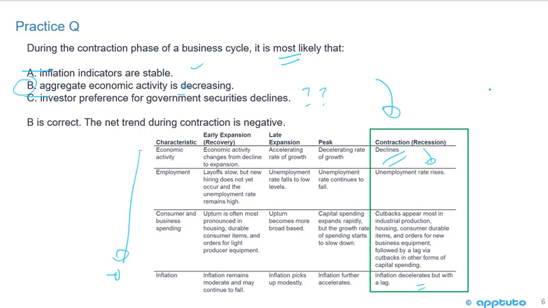The net trend during contraction is negative. So sometimes don't be confused. This is the trouble on the test. Sometimes you see something like investor preference for government securities, and you think, whoa, I don't know what I don't know. Maybe I didn't read that somewhere. It sounds maybe reasonable. No, that's why it's so important to have these tables memorized to a very good level, because you'd be more confident that, no, aggregate economic activity is decreasing. I know that in a contraction, that's what's happening. The economic activity is declining. That's most likely. That is more right. It has to be the right answer.